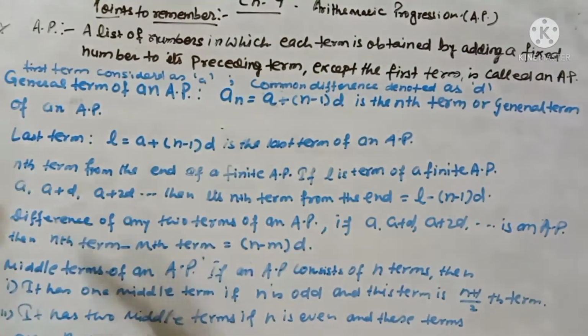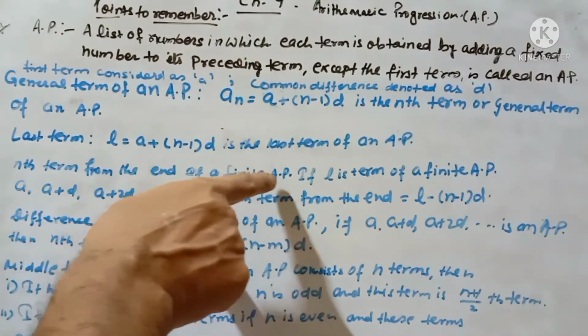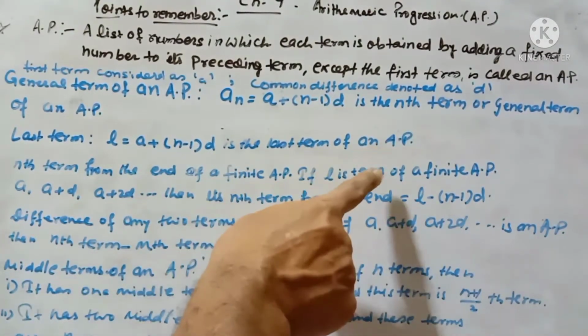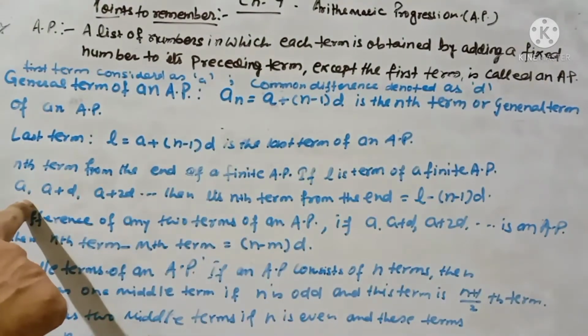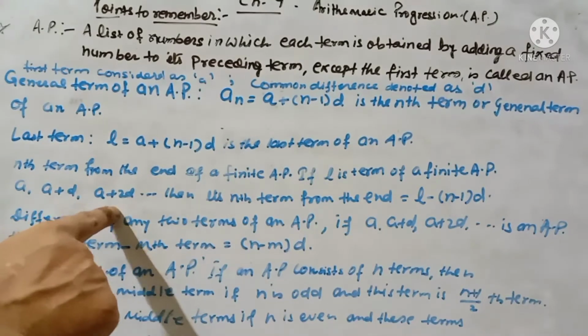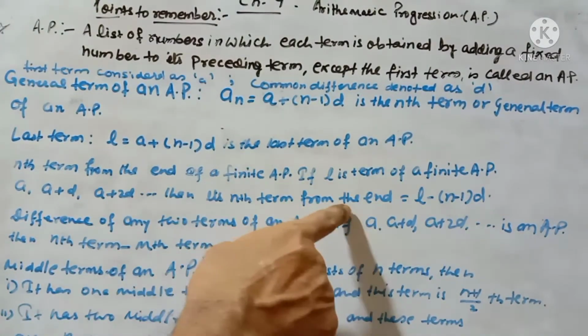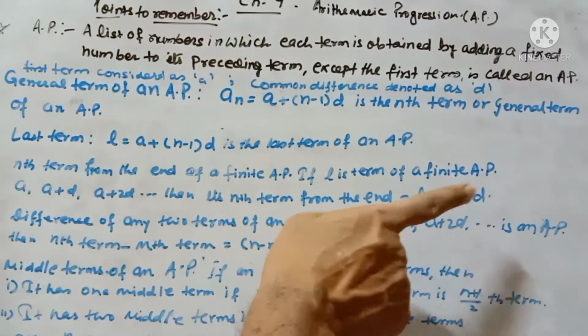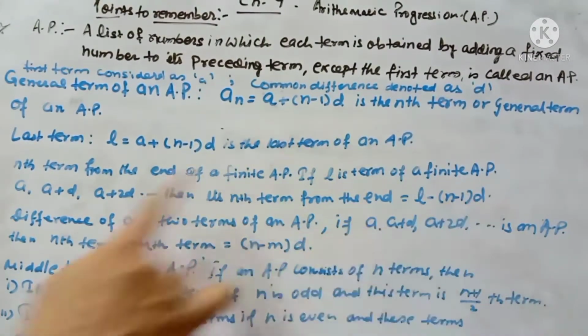Remember, the nth term from the end of a finite AP: if L is the last term of a finite AP a, a plus d, a plus 2d, and so on, then its nth term from the end is L minus n minus 1, that is L minus (n minus 1) into d.